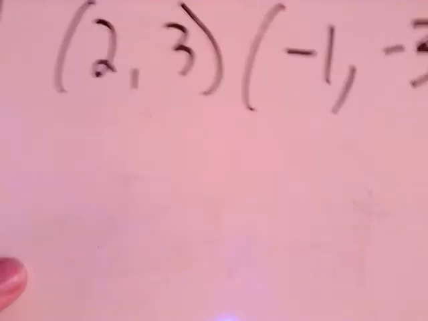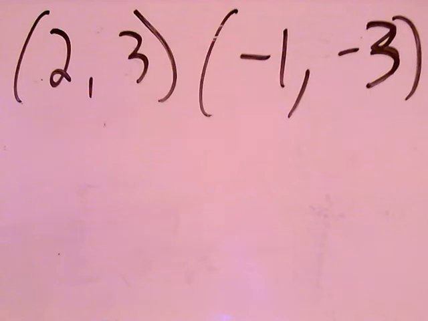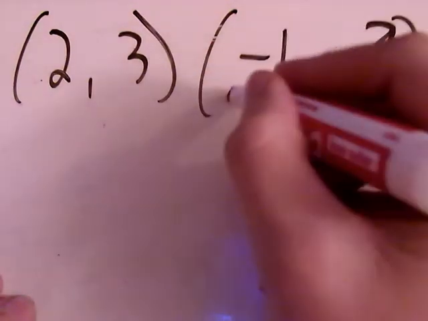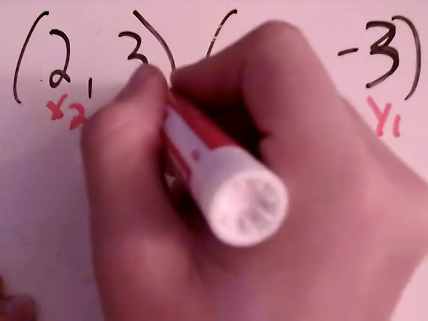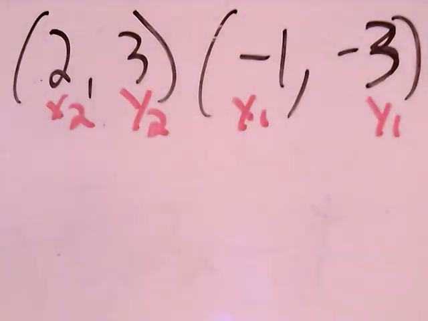So other examples right here, we have 2, 3, and -1, -3. So I told you can do either way with x1 and y1, so we're going to do it the other way around. Make these x1 and y1 and x2, y2, just to show that we can do that.